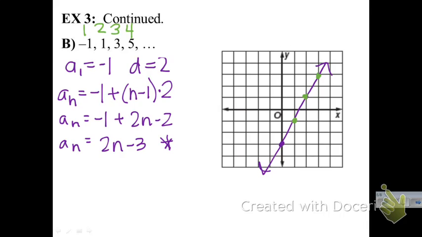So whether I use the table that I can create up here or the equation that I came up with, I should still be able to get the same line.